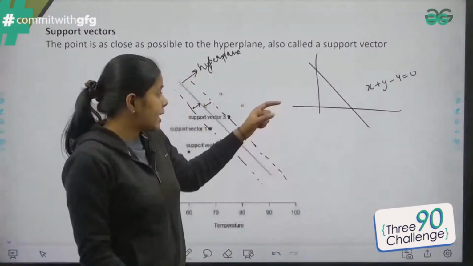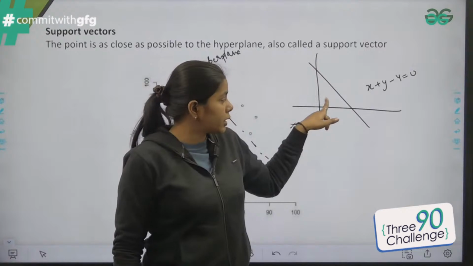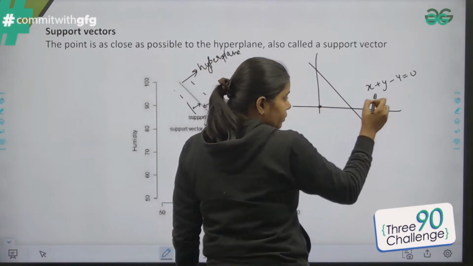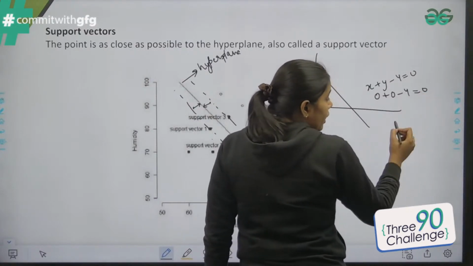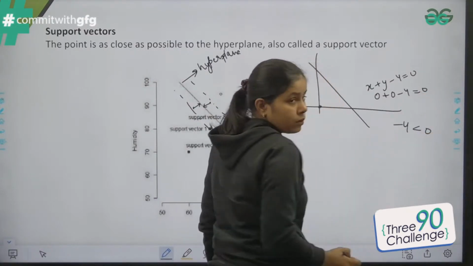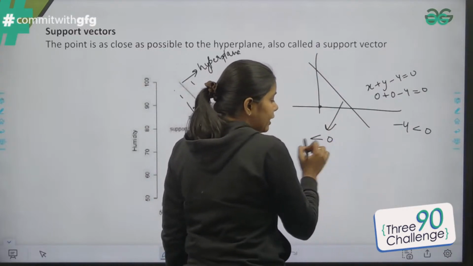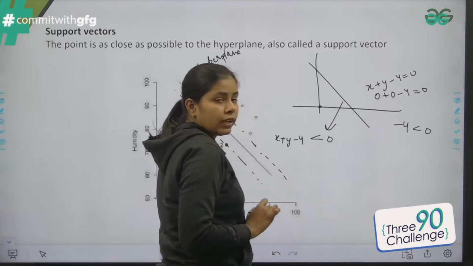Now let's see this. If I take any point to the left of this line, let's take 0 comma 0. If I put 0 plus 0 minus 4, that is minus 4, which is less than 0. So that means if I take any point to the left of this line, we get less than 0. So can I write that this region is x plus y minus 4 less than 0?